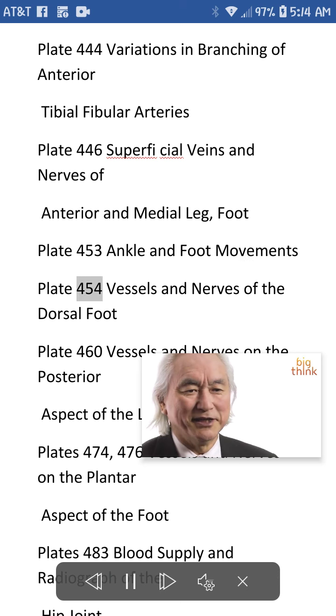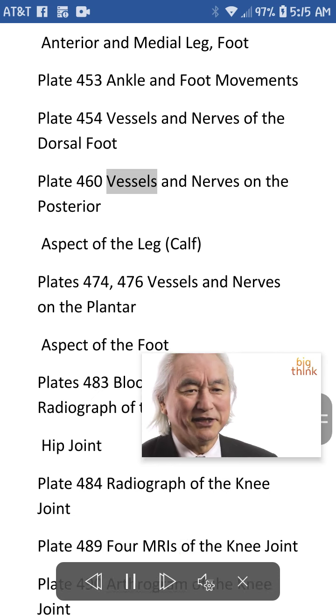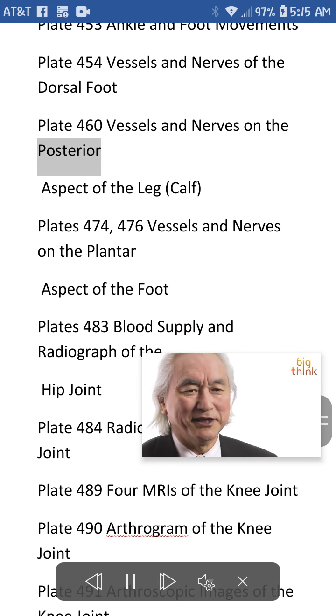Plate 454, vessels and nerves of the dorsal foot. Plate 460, vessels and nerves on the posterior aspect of the leg, calf. Plates 474, 476, vessels and nerves on the plantar aspect of the foot.